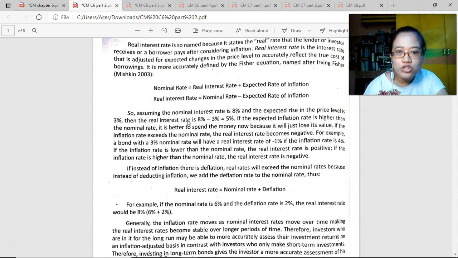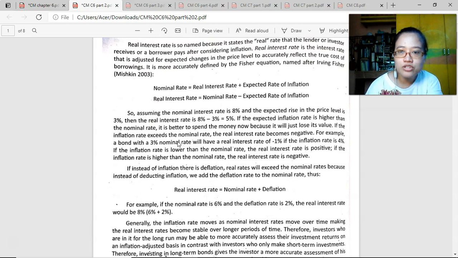Okay? So, assuming the nominal interest rate is 8% and the expected rise in the price level is 3%, then the real interest is only 5%. Okay? Kasi mas bumaba yung real interest rate. Kasi nga, hindi mo nagamit yung pera. Ibang tao ang gumamit. Okay? So, let's say, ang natanggap mo na interest rate is 8%, pero considering the effect of inflation, ang real value lang niya or real interest rate is only 5%. Okay? Mas mababa yung natanggap mo na interest.